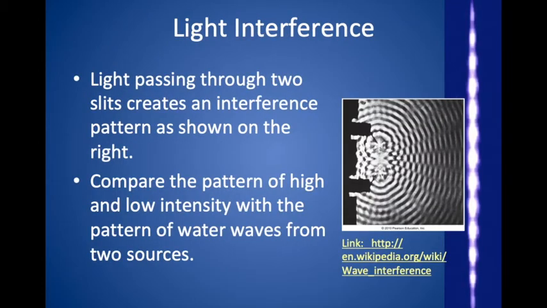So this is just comparing that interference pattern for water waves here in the box and the pattern you get for light waves here. The idea is the places where the waves add together, you get a bright spot. Places where the waves cancel, you get a dark spot.